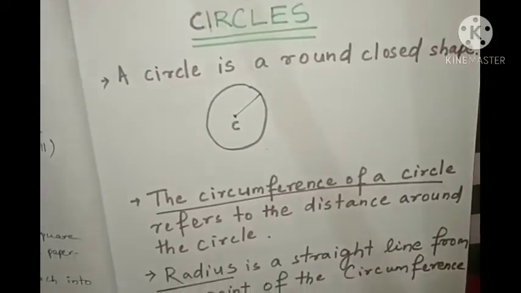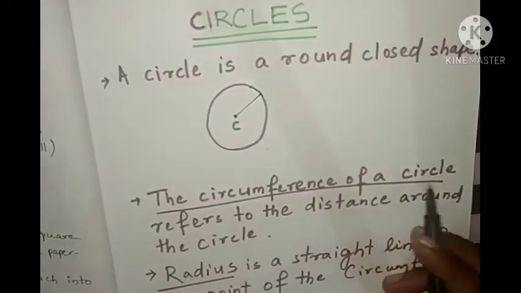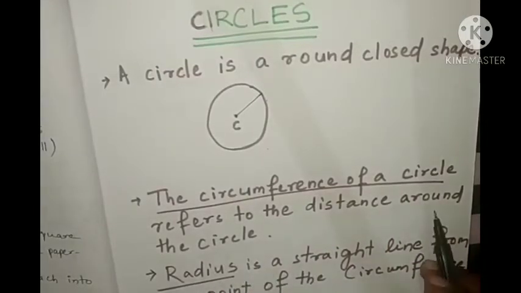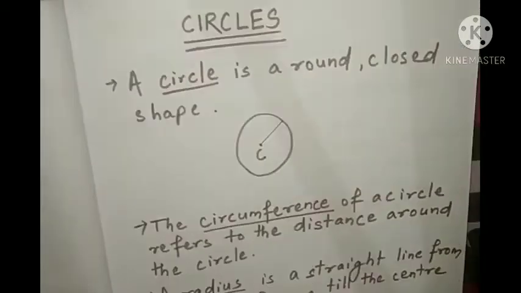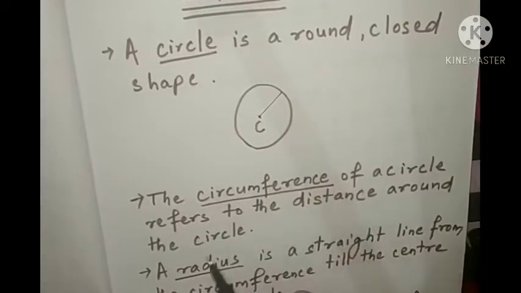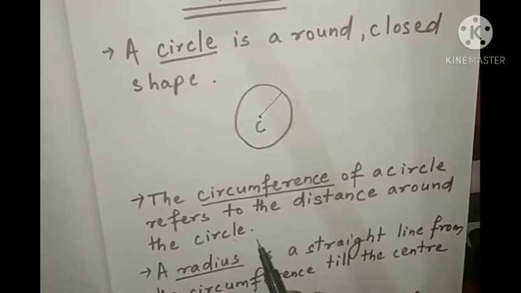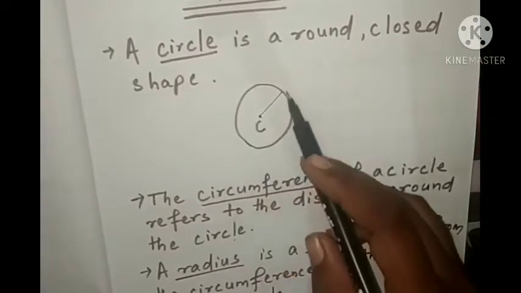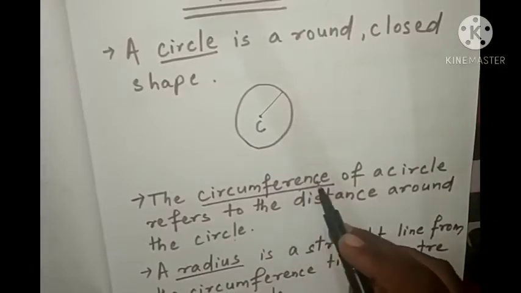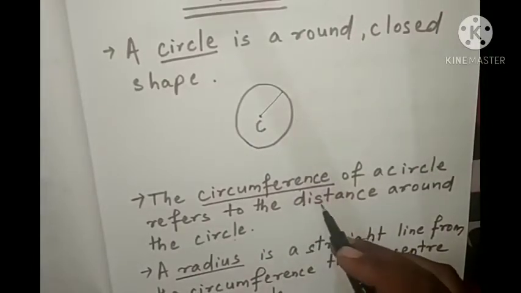So let's see. The circumference of a circle refers to the distance around the circle. So this is the distance which is surrounding the circle, and this is known as circumference of a circle.